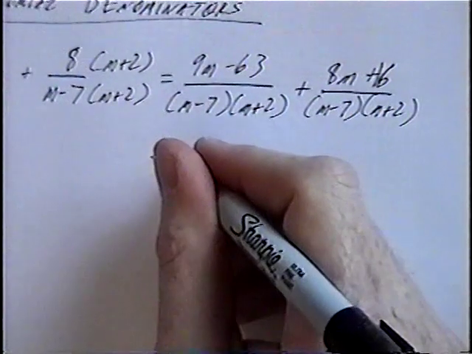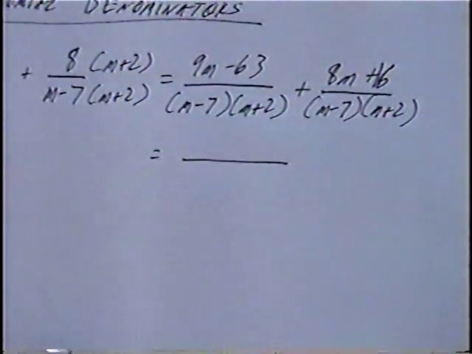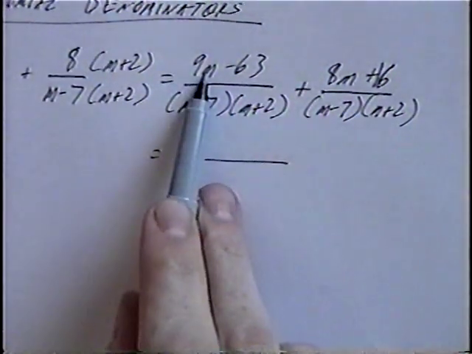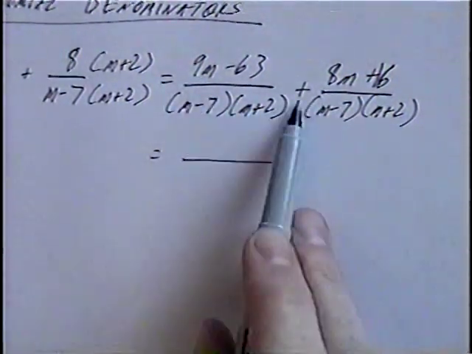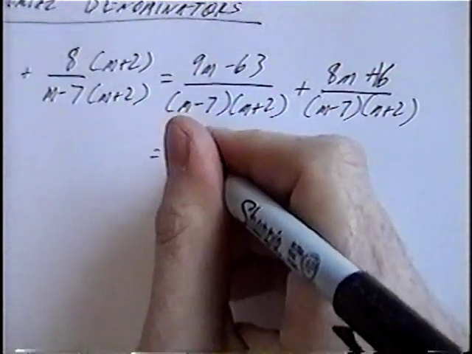Add those to make one fraction. The numerator, we have 9m. We can combine that with 8m, and we're adding those together. 9m plus 8m would be 17m.